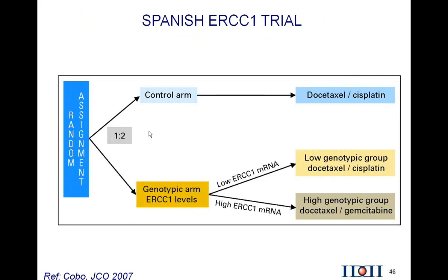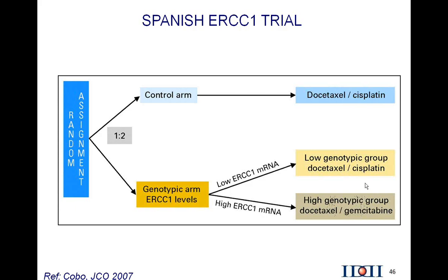An example of this trial was a Spanish trial called the EORTC-1 trial, where patients were randomized 1:2, so the randomization ratio favored, in fact, the biomarker-based strategy arm. The control group received docetaxel cisplatin, so all the patients here received the same treatment, whereas in the biomarker-based strategy group, patients received the treatment according to their level of EORTC messenger RNA. So patients who had a low genotypic group were randomized to receive docetaxel cisplatin, just as in the control group, whereas patients who were in the high genotypic group received an experimental treatment consisting of gemcitabine docetaxel.